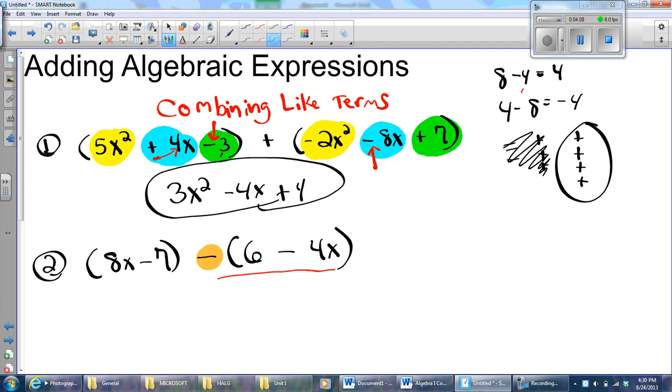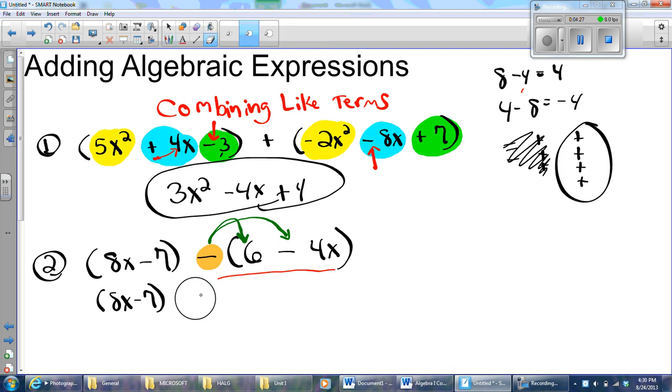So what we do is we distribute it. We multiply by negative 1 to the 6 and by negative 1 to the negative 4. That's the first thing we do. So I've got 8x minus 7, and I could say minus 6 plus 4x, because negative 1 times 6 is negative 6, and then negative 1 times negative 4 is 4x. Now these parentheses become unnecessary on this quantity. I'm going to get rid of them. They really don't belong in there. Okay, so I put that 7 back in.